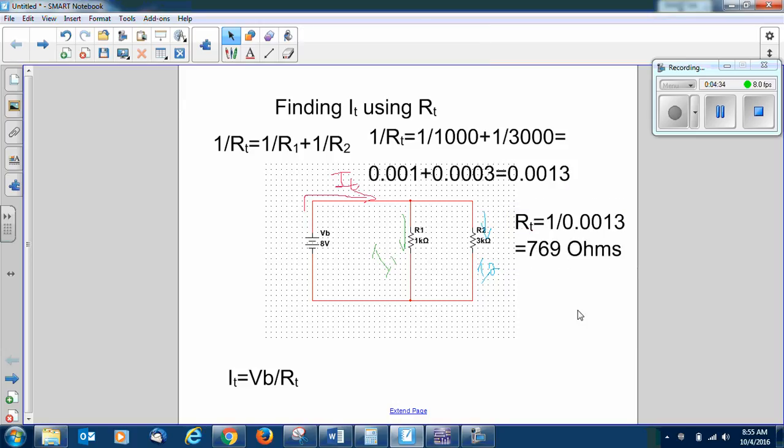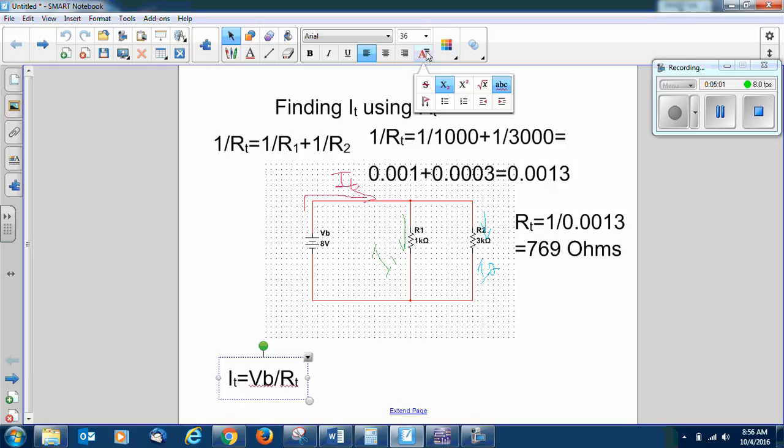Alright, so now that I have my R total and I have my voltage of the battery, I can find the I total, all of the current that flows through my circuit. I can also find it another way. I can find I1, I2, and add them up together to get I total. Or I can use Ohm's law and divide the voltage of the battery by R total. So I'm going to go ahead now and do that.